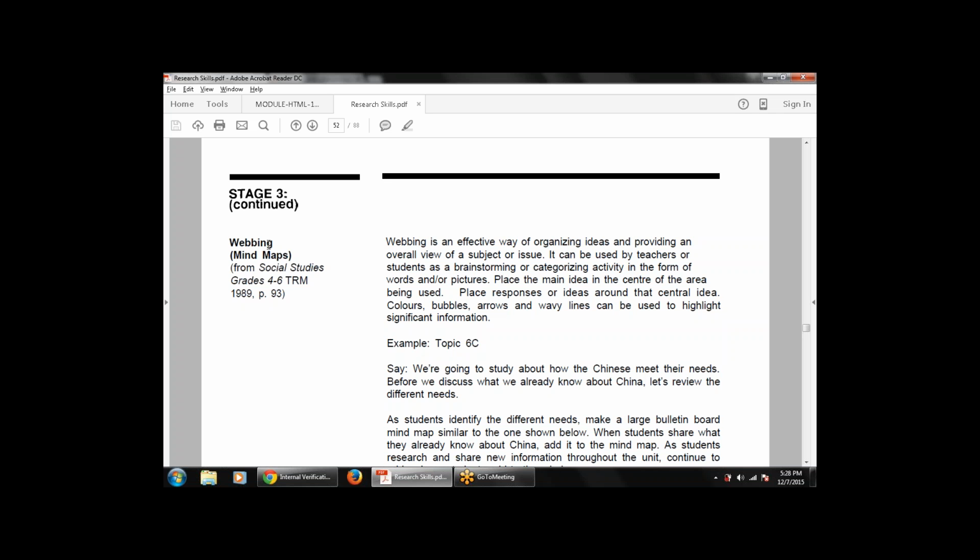This is one of the examples that is given. For example, the topic 6C. Now this means 6C is represented as a highlighted 6 and the content is a C. Say we are going to study how the Chinese meet their needs, and before we discuss what we already know about China, let's review the different needs.